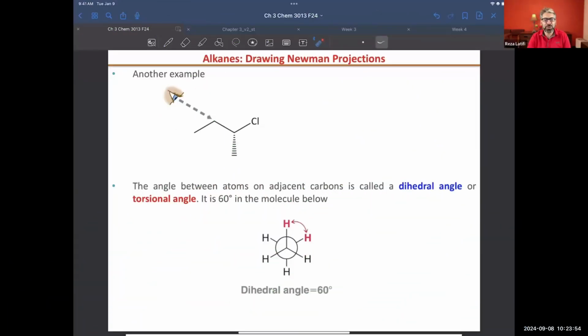Welcome back to another lecture from organic chemistry. Last lecture, I went through Newman projections and I showed you how to present an alkane molecule. And whenever we're talking about Newman projection, one fact that we really need to watch carefully is the dihedral angle between two adjacent substituents.